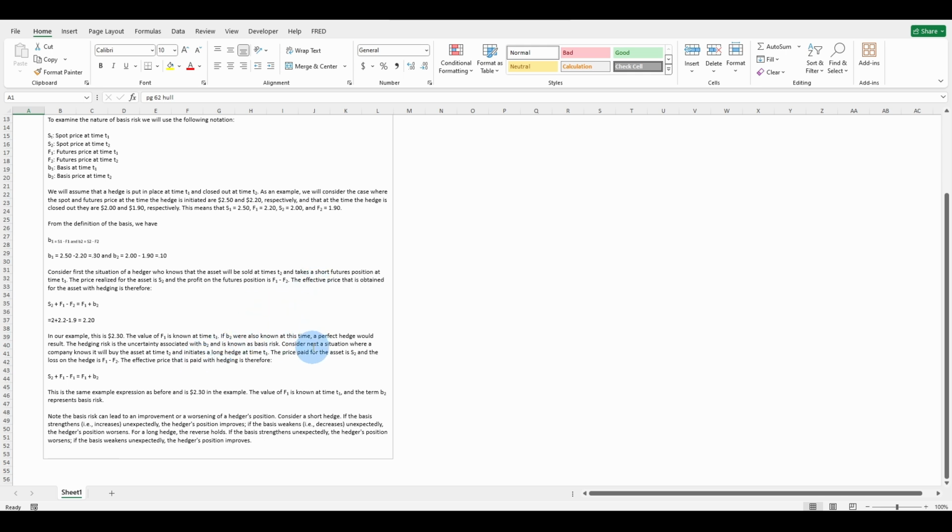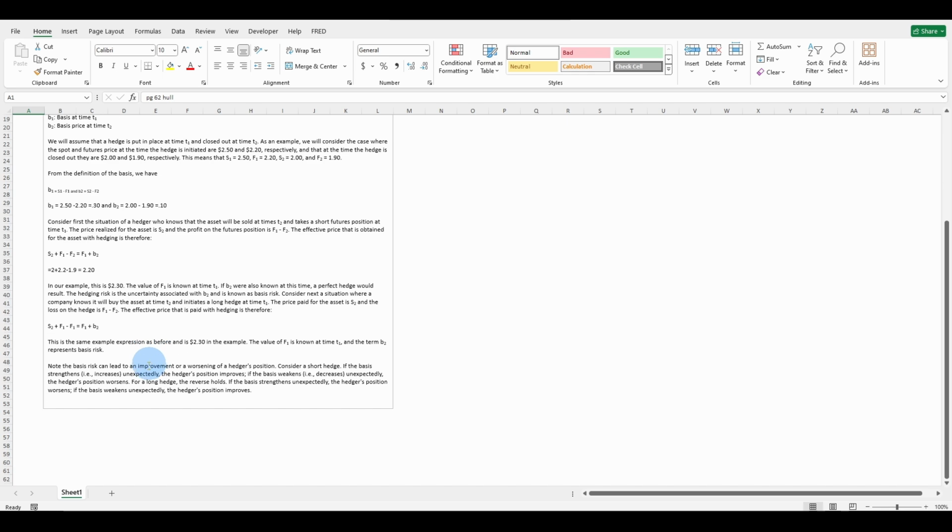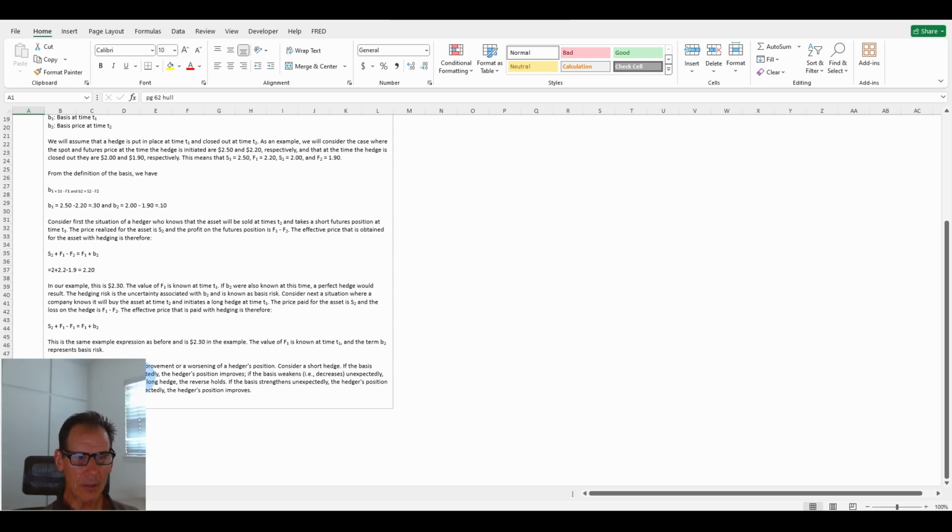The price paid for the asset is S2, and the loss on the hedge is F1 minus F2. The effective price that is paid with hedging is therefore S2 plus F1 minus F2 equals F1 plus B2. This is the same expression as before and is 2.30 in the example. The value F1 is known at time T1, and the term B2 represents basis risk. Note, the basis risk can lead to an improvement or worsening of a hedger's position.